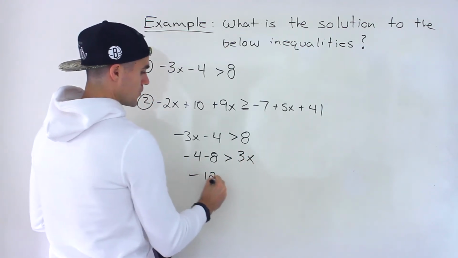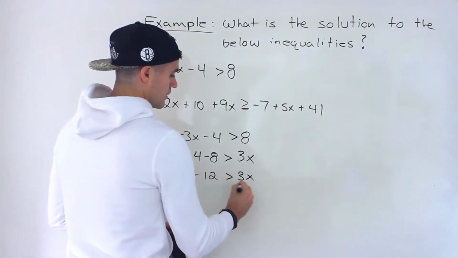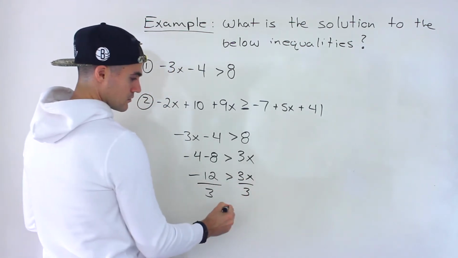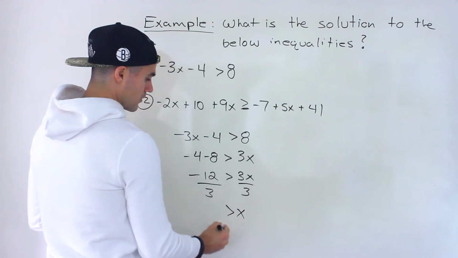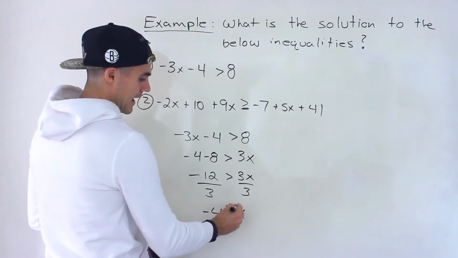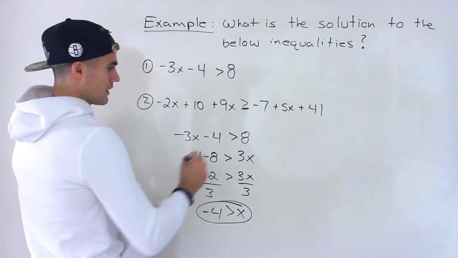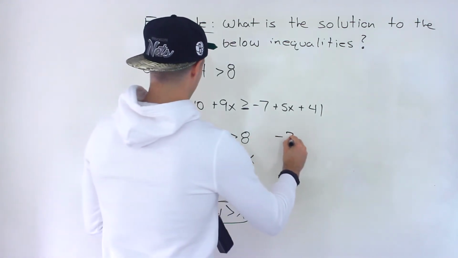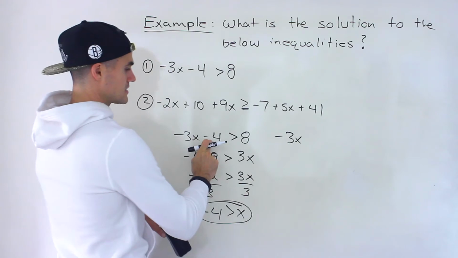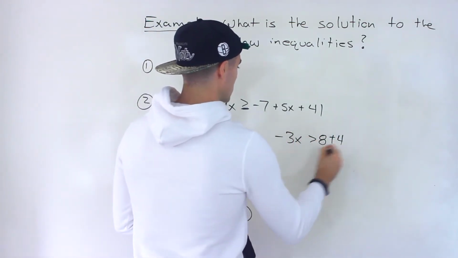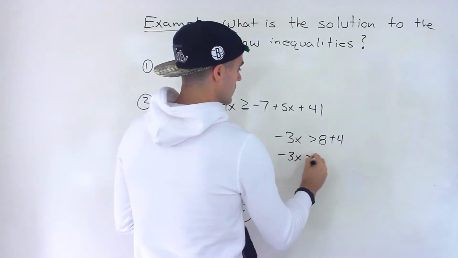So we'd have negative 12. And because we're dividing by a positive value, we don't have to worry about flipping that sign. So basically x would be less than negative 4. Now if you did it the other way, where you brought this over, you'd end up with 8 plus 4. So you'd end up with negative 3x is greater than 12.